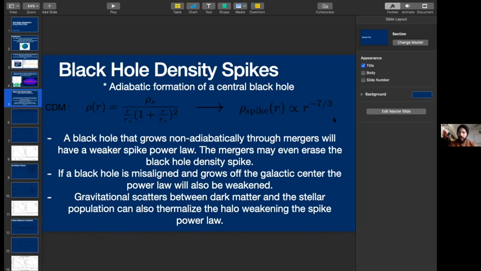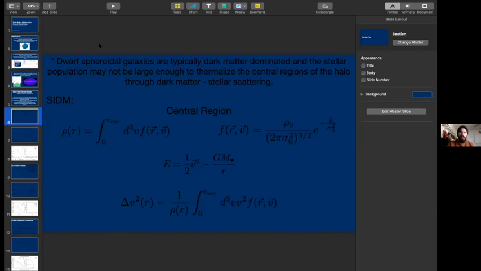The last mechanism that I wanted to mention is the possibility of gravitational scattering between dark matter and the stellar population. These gravitational scatterings can thermalize the halo, and this thermalization process will also soften the spike profile. But as I mentioned, let me try and see if I can change the background here now.